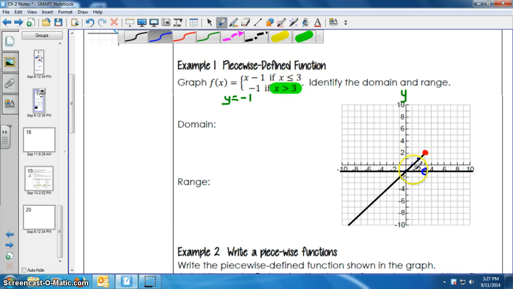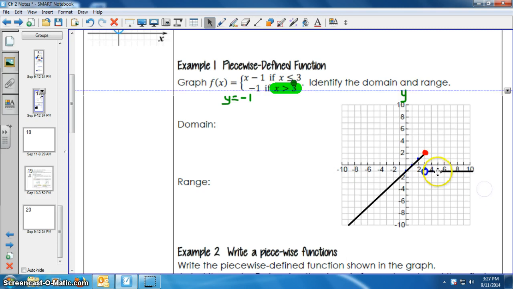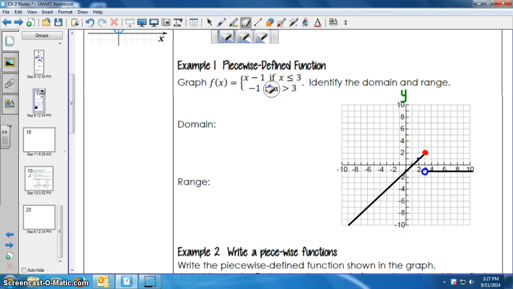So if I look at my line, I think about which is going to give me greater values on my line, and that's going to be the right side. So that's the part I want to keep. I want x to be greater than 3. And then everything on the left I'm going to erase up to my dot, my circle. And we've just graphed that piecewise function. So now let's go ahead and answer those questions about the domain and the range.